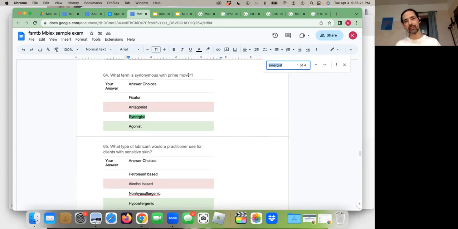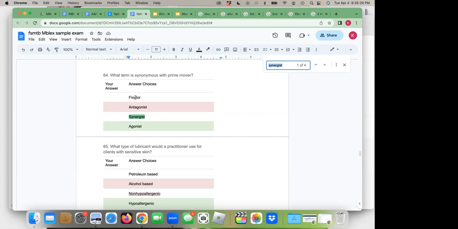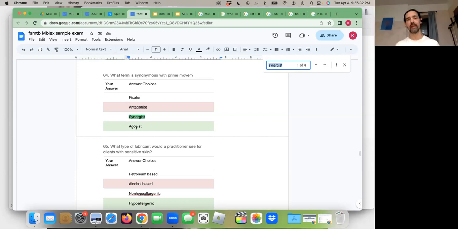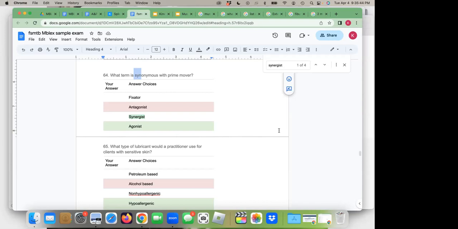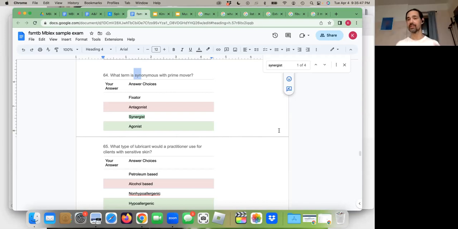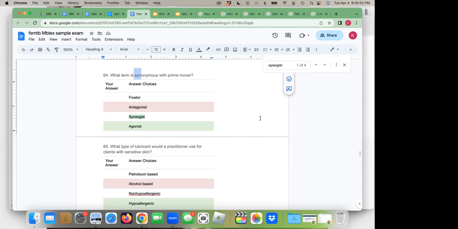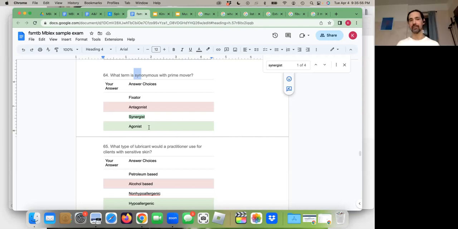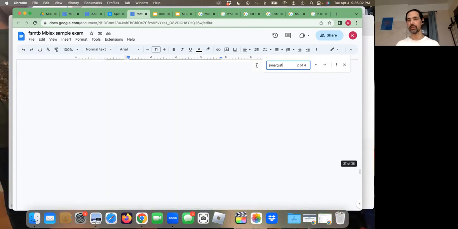Okay, what term is synonymous with the prime mover? Everybody unmute and call out. Ignore the colors. Is it the fixator, the antagonist, the synergist, or the agonist? The agonist, that's right. Syn means same as, like syndesmotic or synarthrosis. Amphiarthrosis, diarthrosis, synarthrosis means two bones that become the same, right? Synonymous with prime mover is the agonist.